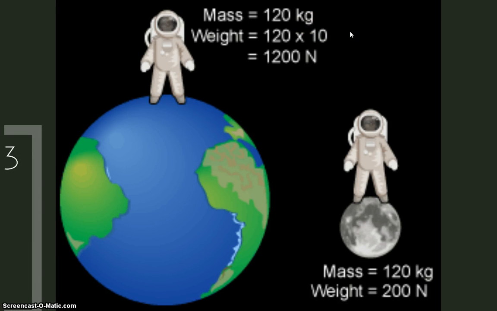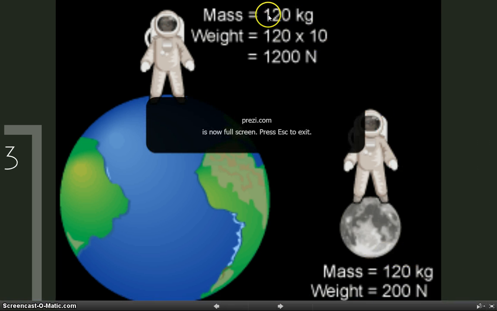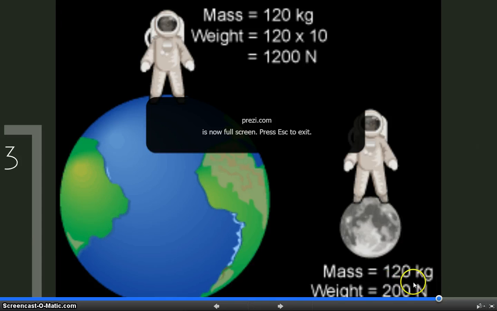It's really about 9.8, but we'll round it up to 10. So if you take the mass in kilograms and multiply by 10, you get the approximate weight: 1,200 newtons on Earth. But then look at what happens when he goes to the moon. His mass is the same, but his weight is different, okay?